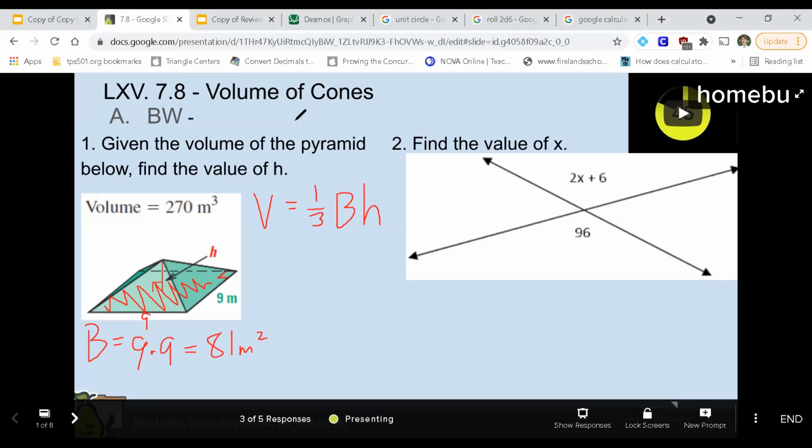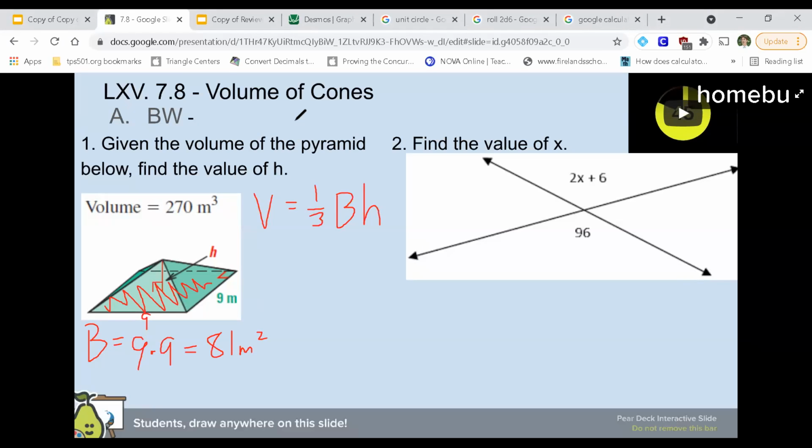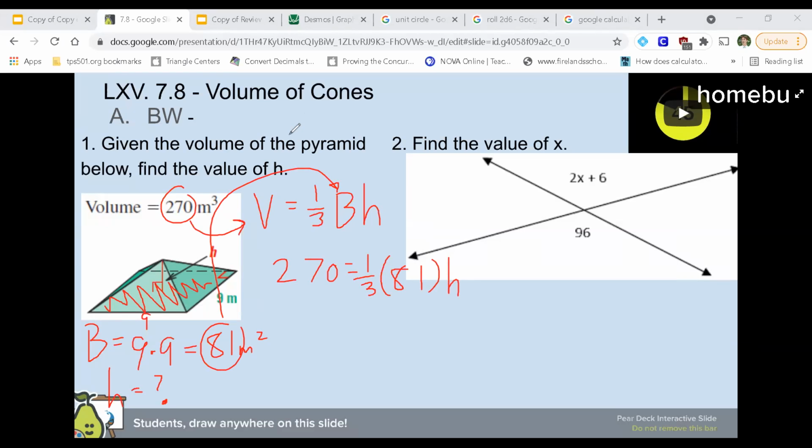All right. The height is what we're trying to find, so we won't be able to substitute a number in for that. If we substitute the numbers we do have though, the volume is 270. The base area is 81. So if we plug in, we get 270 is equal to 1/3 times 81 times the height.